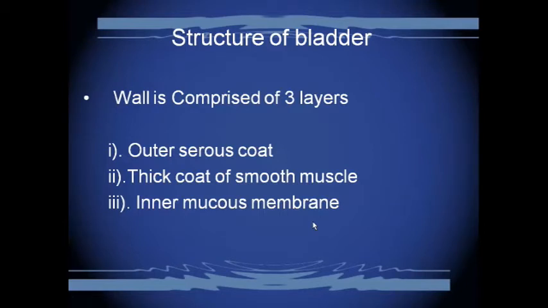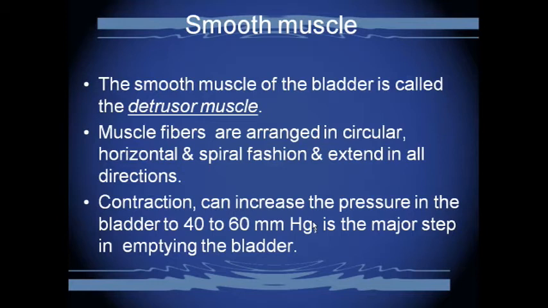So what is the structure of the bladder? It is composed of three layers. There will be an outer serous layer, then thick smooth muscle and inner mucous membrane. The smooth muscle of the bladder is also called the detrusor muscle, which is arranged in circular, horizontal and spiral fashion, and they extend in all directions. The contraction of detrusor smooth muscle can increase the pressure of the bladder up to 40 to 60 mm of Hg, which is a major step in emptying of the bladder.